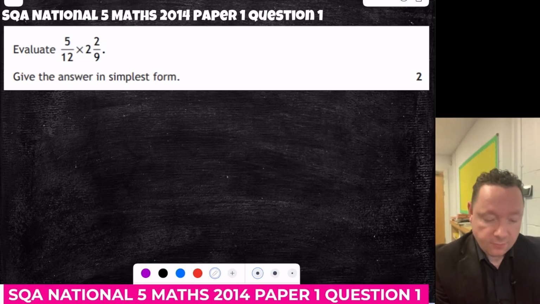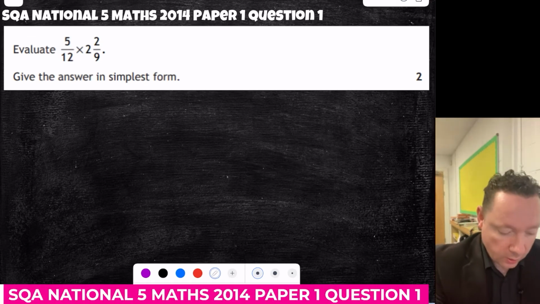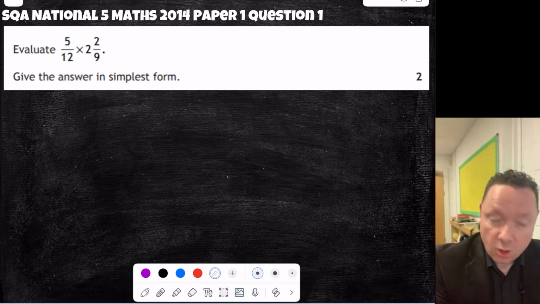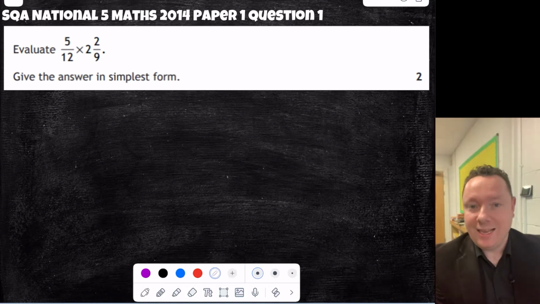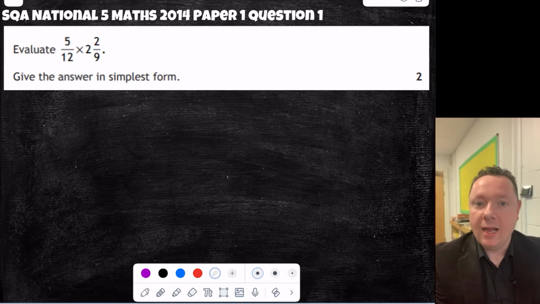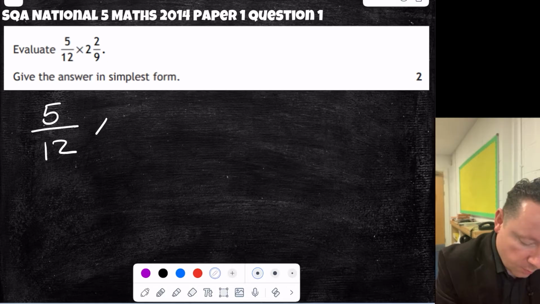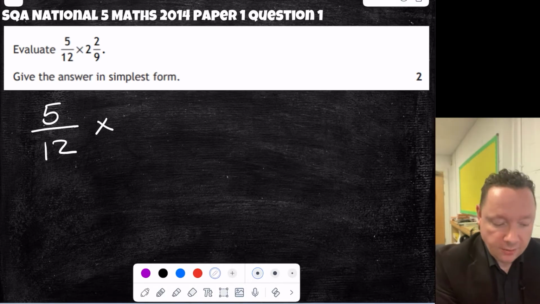SQA National 5 Maths 2014 Paper 1 Question 1 said, evaluate 5 over 12 times 2 and 2/9. So I've got to multiply fractions, but I've got a mixed number. When you try to times with a mixed number, the easiest way is to change the mixed number to an improper fraction. So I'm going to keep the 5/12 where it is, but I'm going to times by, well, it's 2 and 2/9.